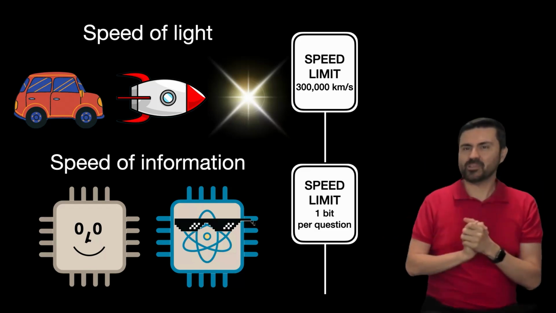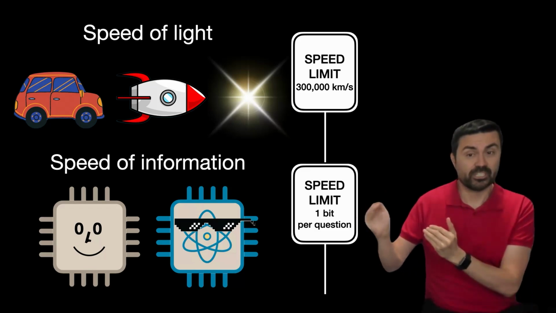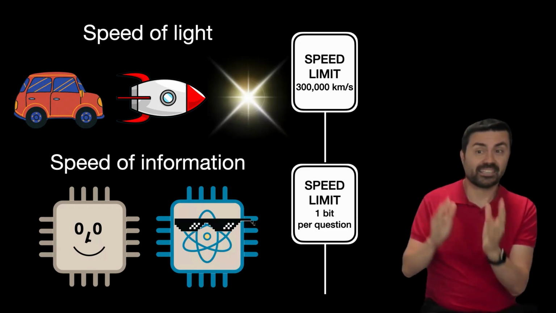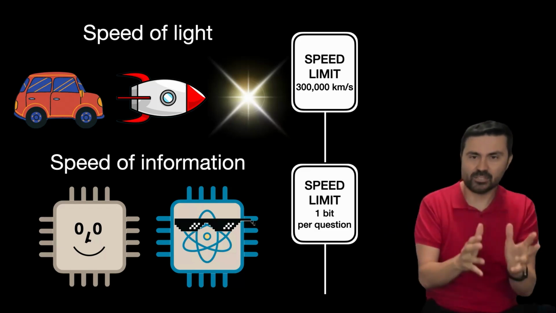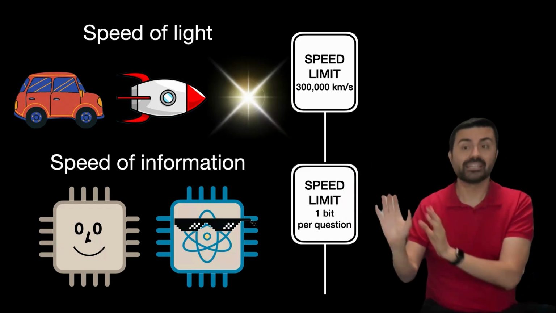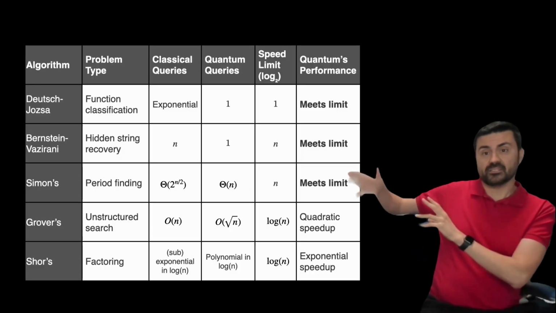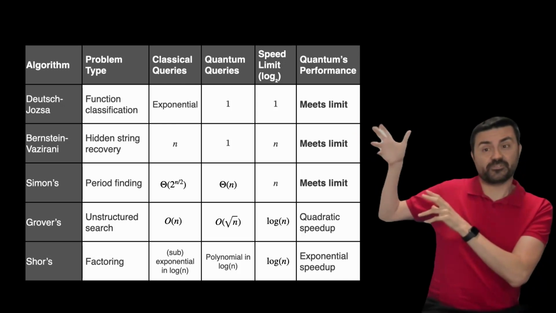So then, why do we need quantum computers? Well, because many times they get much closer to the speed limit of information than classical computers do. There are problems for which a classical computer doesn't even get close to the speed of information, and the quantum computer actually hits it or gets closer. So here are some of the most famous quantum computing algorithms. We're going to see some of them over the next few videos.